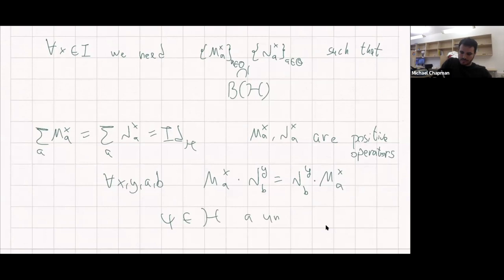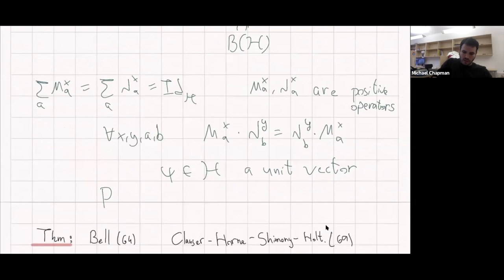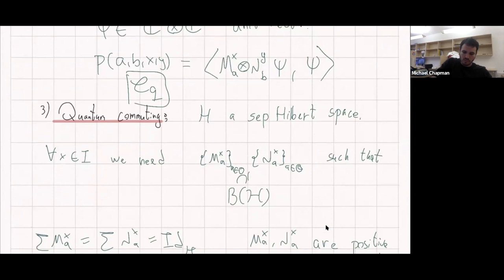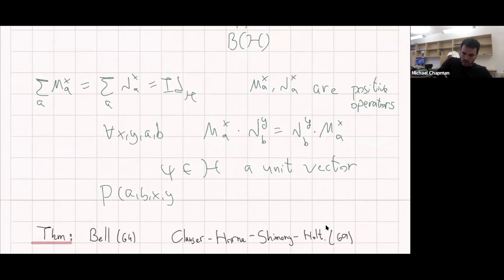And again, my claim is that P of, I didn't write here, but these are called the quantum correlations and I denote them by CQ. And here the correlation is P of A, B given X, Y, with almost the same definition. This is a Hilbert space, so we have an inner product. You take psi on the right-hand side and you take M_X^A N_Y^B acting on psi on the left-hand side. You take their inner product.